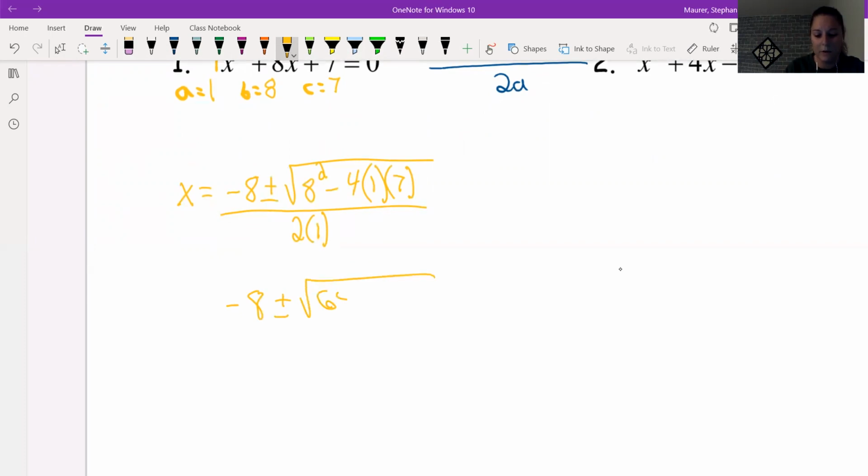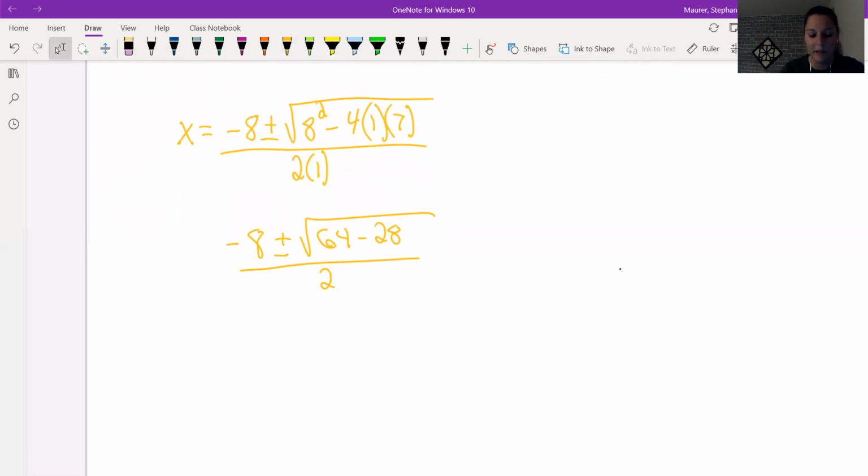That should be 64. Let's also address this minus 4 times 1 times 7. So let's see, I have a negative 4 times 1 times 7 results in a negative 28. And we're going to put that all over top of 2 times 1, which is 2. Let's keep simplifying. Let's do what's in that square root. So we have 64 minus 28 gives us 36.